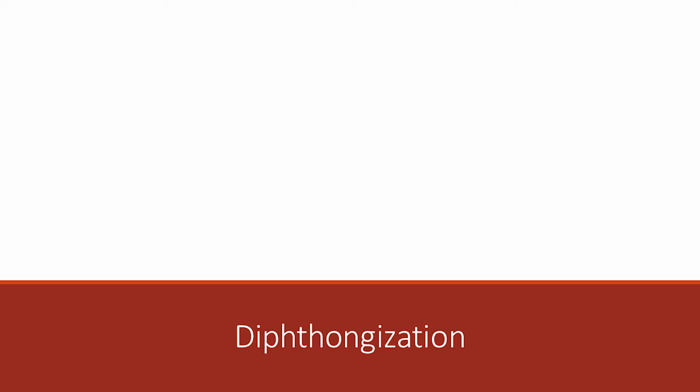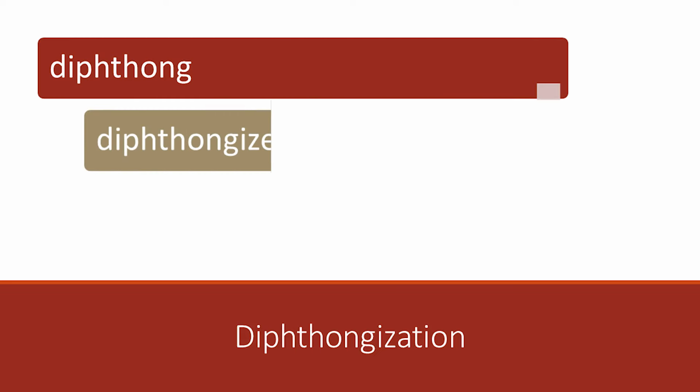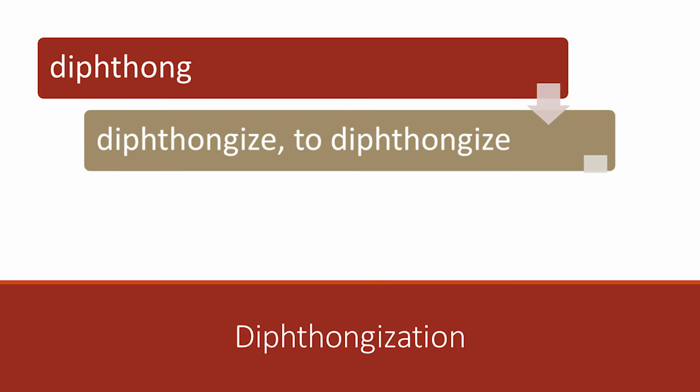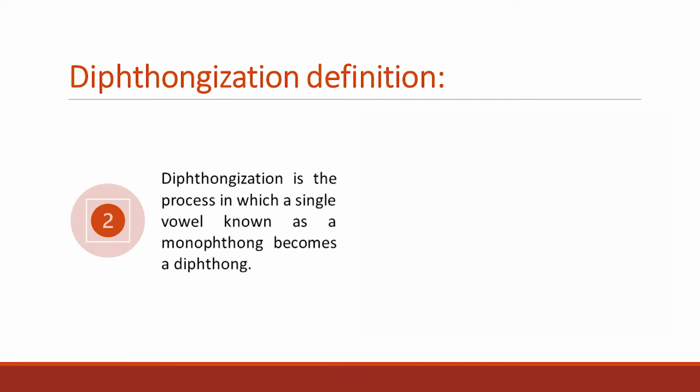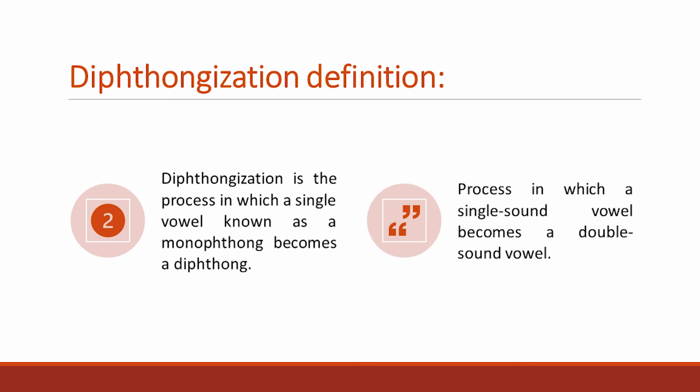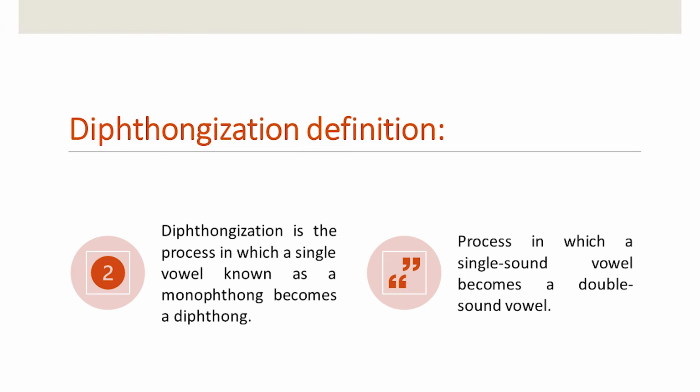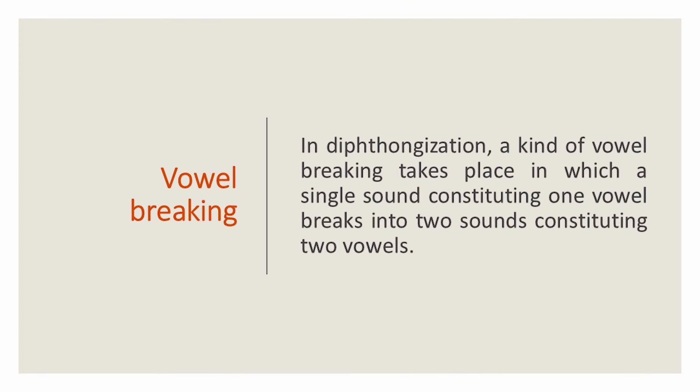The topic of this video is diphthongization, which comes from diphthong, because we can diphthongize, so it's to diphthongize, and the noun is diphthongization. What is diphthongization? Diphthongization is a process in which a single vowel, known as a monophthong, becomes a diphthong. In other words, it is a process in which a single sound vowel becomes a double sound vowel. Diphthongization is a process in which vowel breaking takes place by breaking a single vowel into a double vowel.